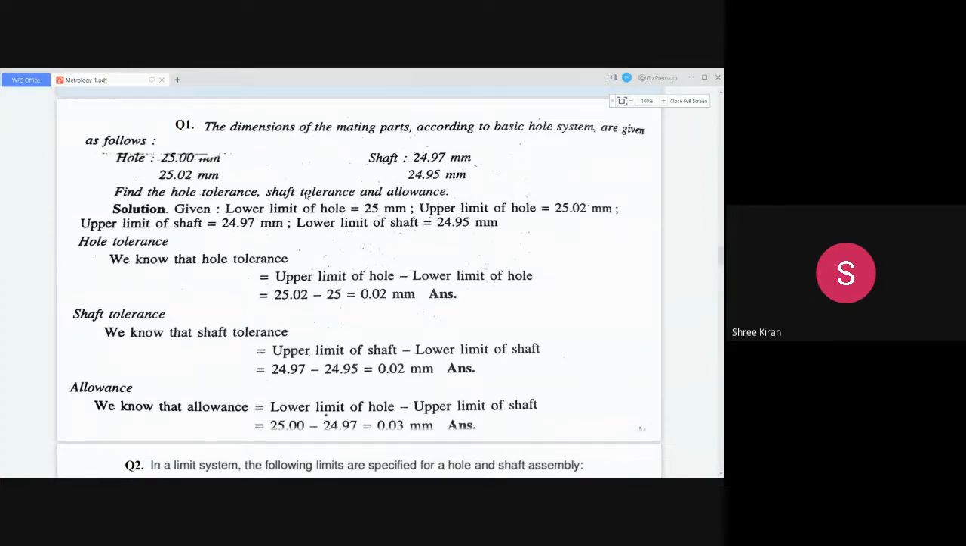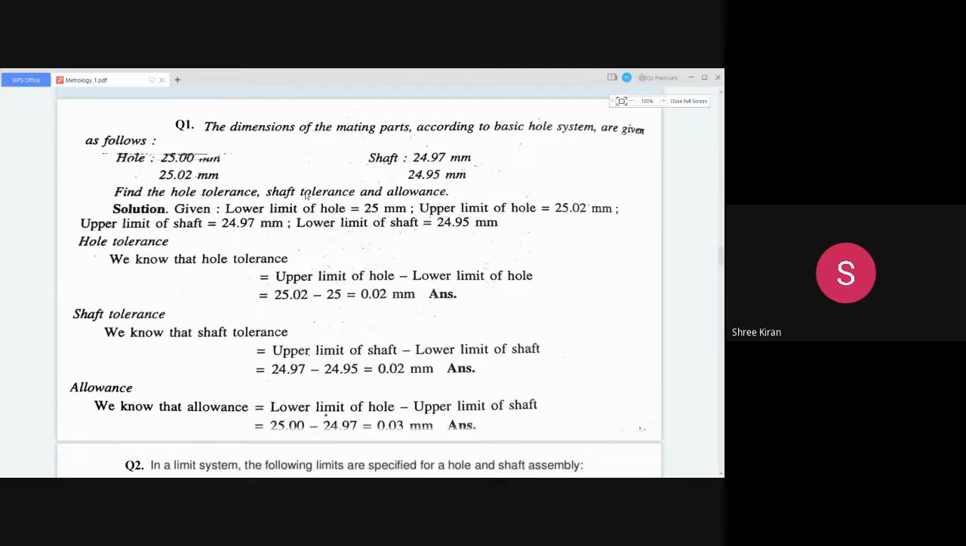Because it is written in order, in some cases it may be allowance first. To find allowance, we have to know the lower limit of the hole and the upper limit of the shaft. First we will check the hole tolerance. We know the basic equation we have already learned: hole tolerance is equal to the upper limit of the hole minus the lower limit of the hole, that is 25.02 minus 25, which is 0.02 mm. The shaft tolerance is the upper limit of the shaft minus the lower limit of the shaft, that is 24.97 minus 24.95, which is 0.02 mm.